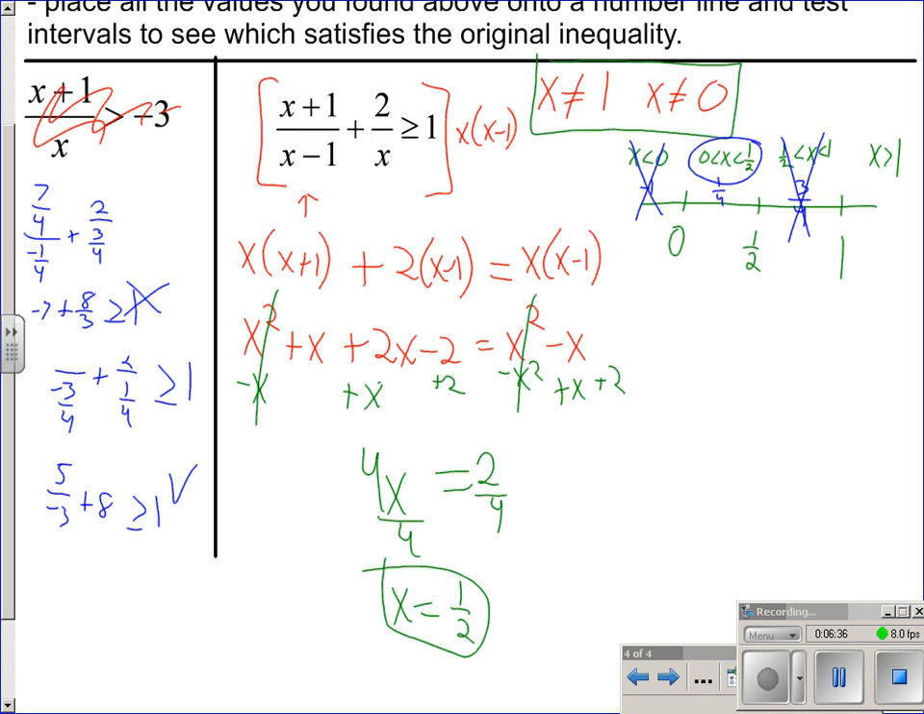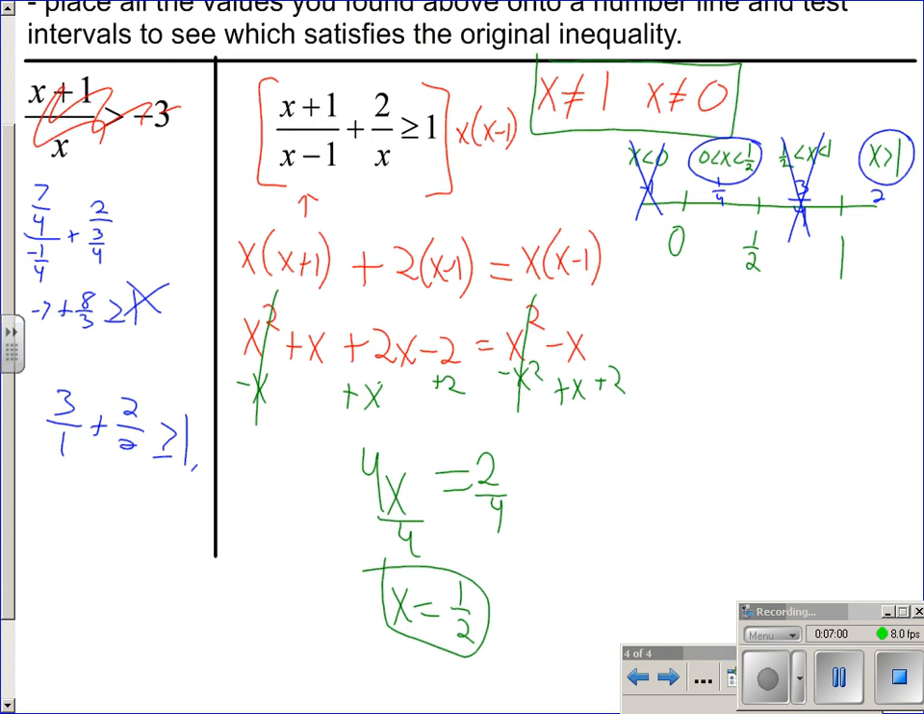Now, last interval, number greater than 1, pick 2. So plugging in 2, we're going to get 3 over 1 plus 2 over 2. Is that greater than or equal to 1? 3 plus 1 is 4. That is greater than or equal to 1. Because 2 worked, all of these numbers are going to work.